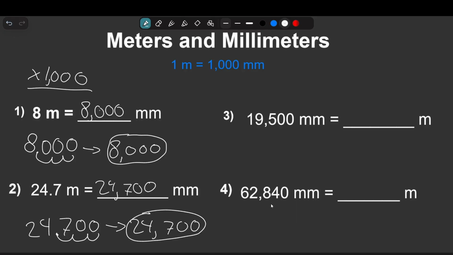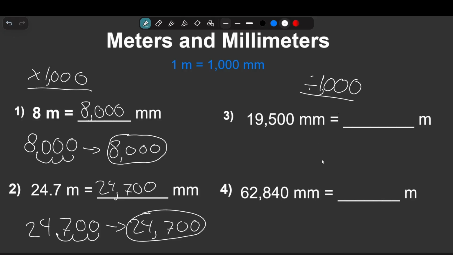Let's go straight to the third example, where we have 19,500 millimeters equals how many meters? Again, the first thing we do is look if we're going to a bigger unit or a smaller unit. In this case, we're going to a bigger, or larger, unit. So what we do then is divide by 1000.